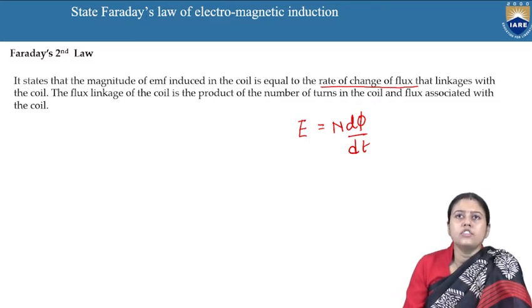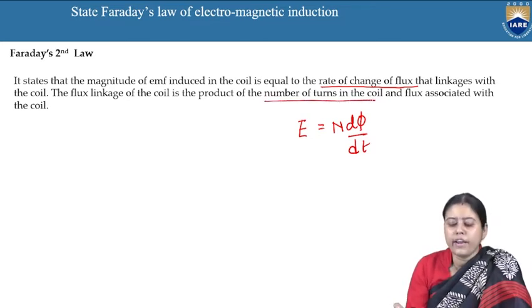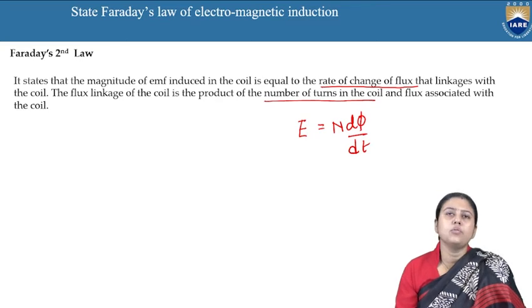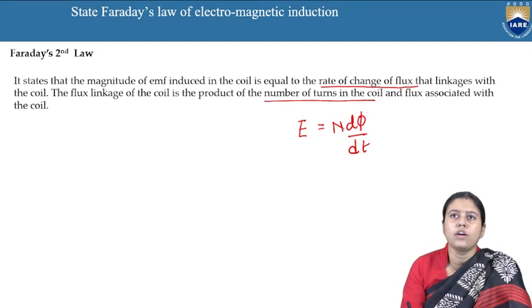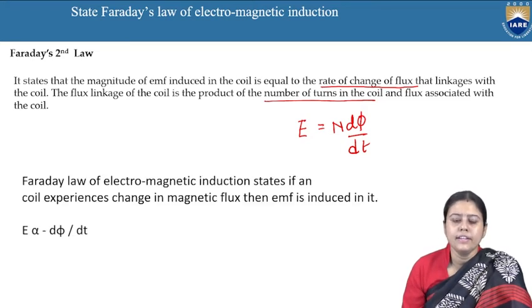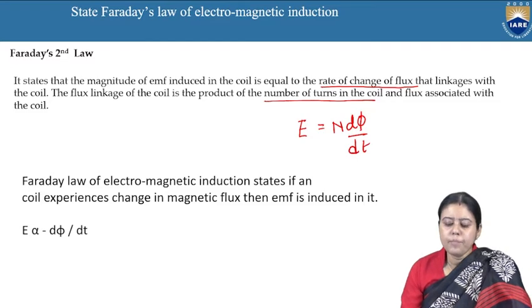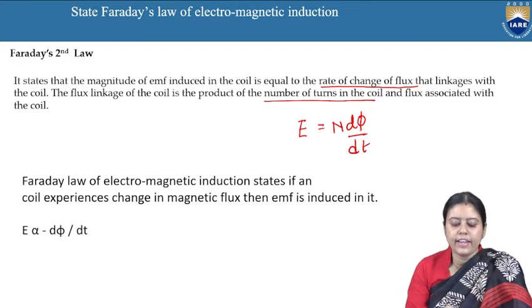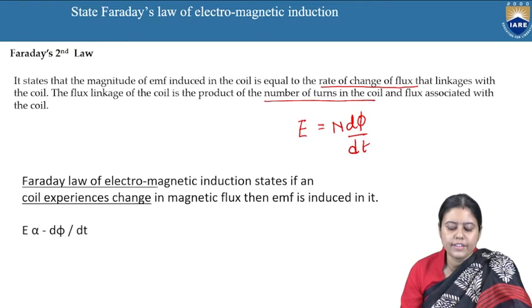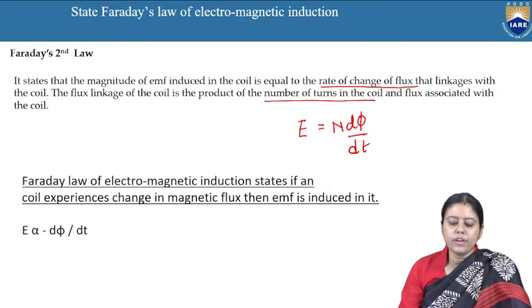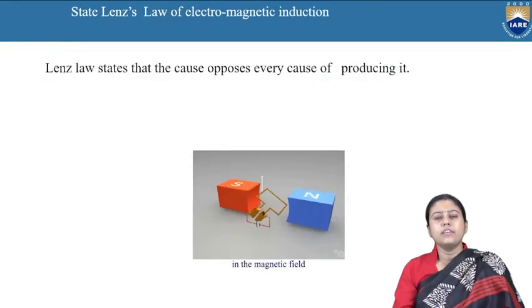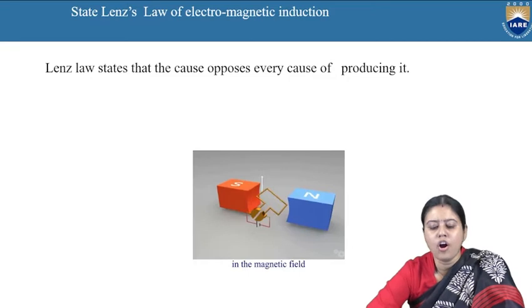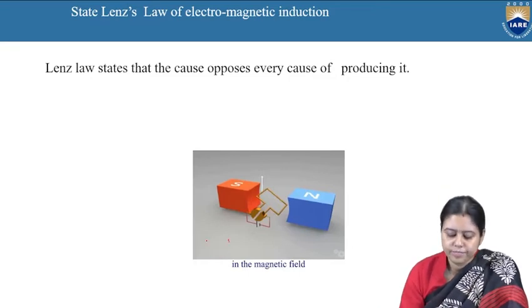And the flux linkage of the coil is the product of the number of turns of the coil and flux associated with the coil. If there are N number of turns, we can write E equals N d phi by dt. So if we write it in one line, E is directly proportional to d phi by dt and E is equal to N d phi by dt. Already we have discussed. And third, next one, state the Lenz law of electromagnetic induction.